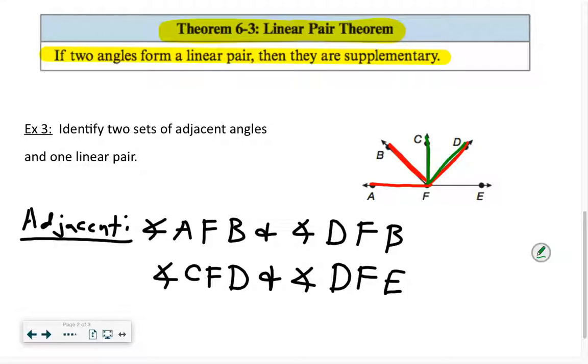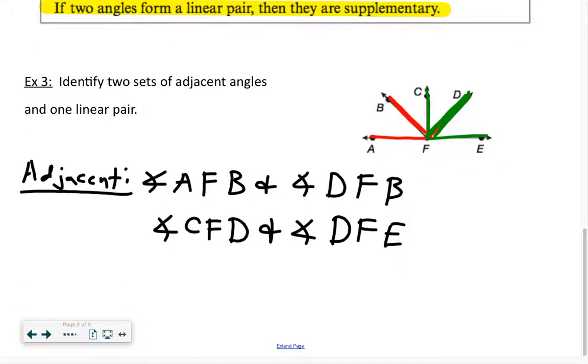CFD, DFE, common side, we're good. Linear pair. Two angles that form a straight line. Again, I'll give you the first one. Let's go with angle AFD.